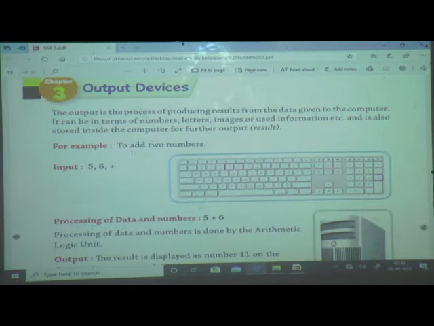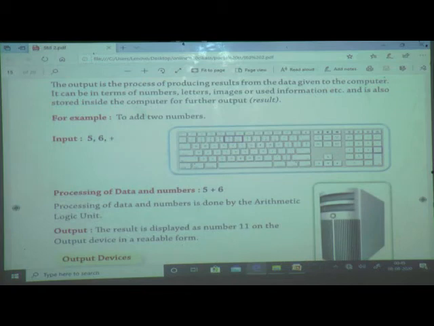For example, two numbers when we are adding by using keyboard, we saw in the last period how to add these two numbers, how we give input by pressing 5 and 6 and the plus button. Then the CPU is processing on it. Where is the CPU processing? Processing of the data and numbers is done by the arithmetic and logical unit. Who calculates this? CPU only, but CPU is also divided into how many parts? 3. Which are there? ALU, CU and MU.